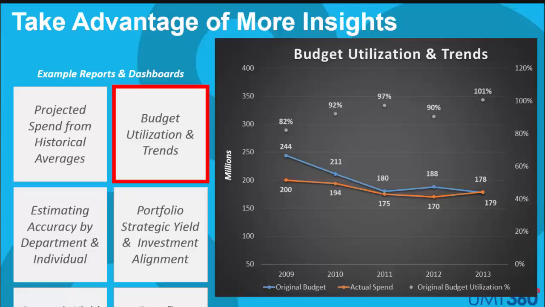So this chart shows the movement per year in terms of better utilization of the overall budget, and you can see it started in 2009 with 82%, all the way through to 2011 where it rose to 97%, and so forth.